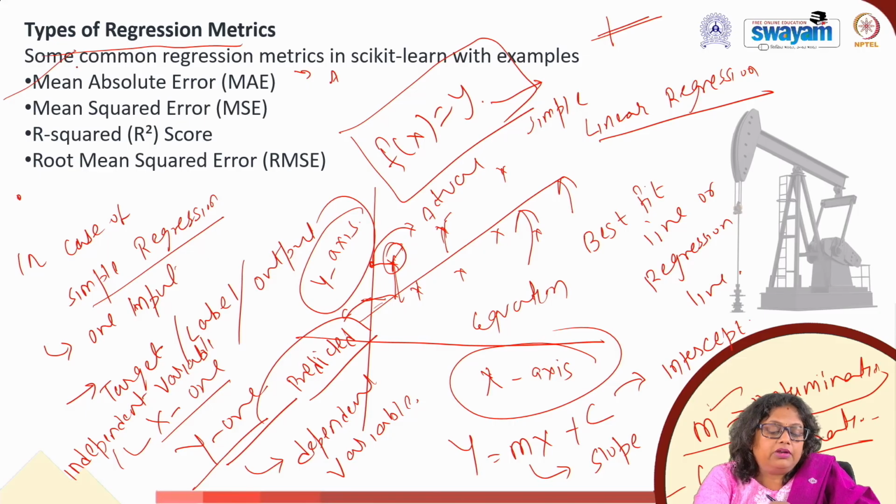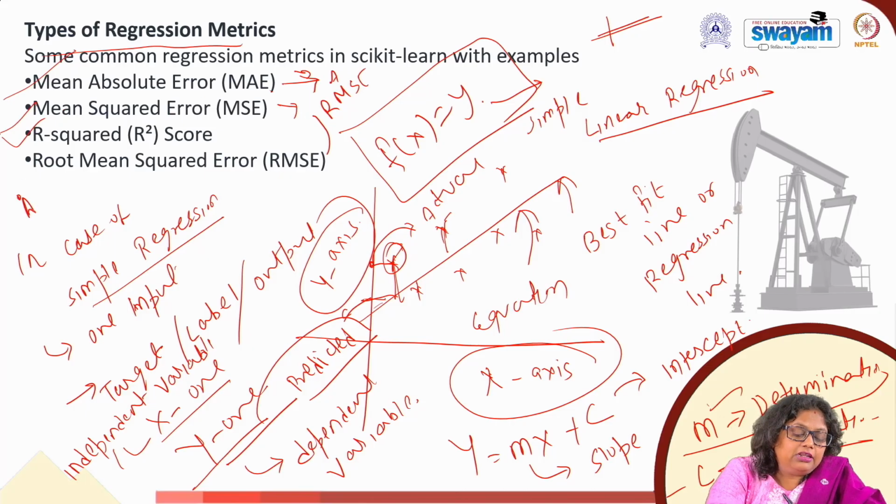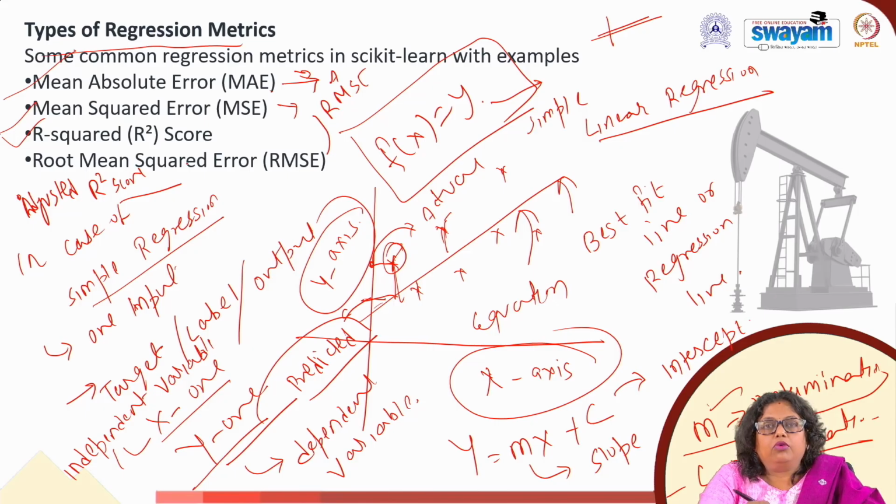The first one is the mean absolute error, or MAE. The second is the mean squared error, or MSE. Then we have the root mean square error, RMSE. Then the R squared error, and lastly the adjusted R square score. So we have five, and we will move one by one.